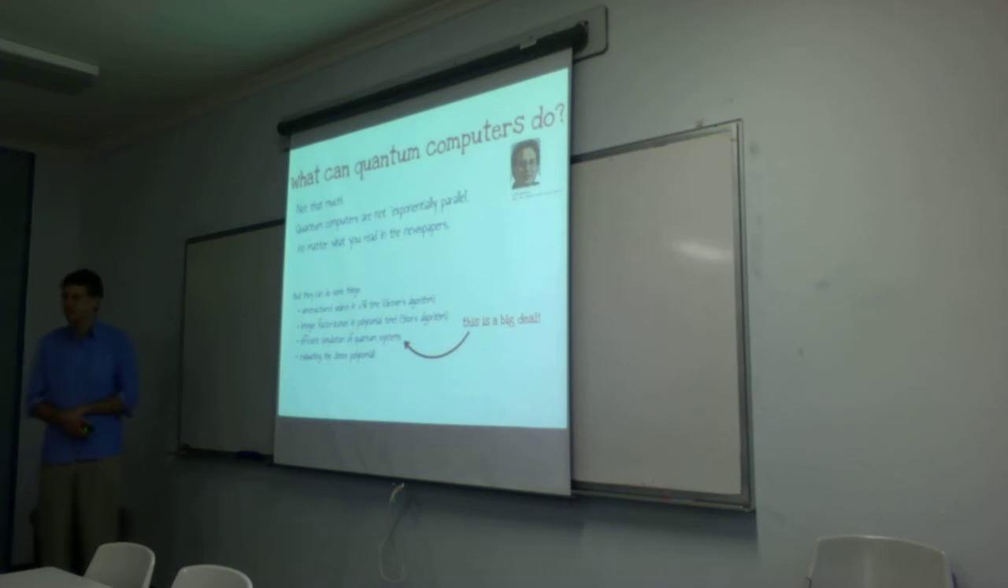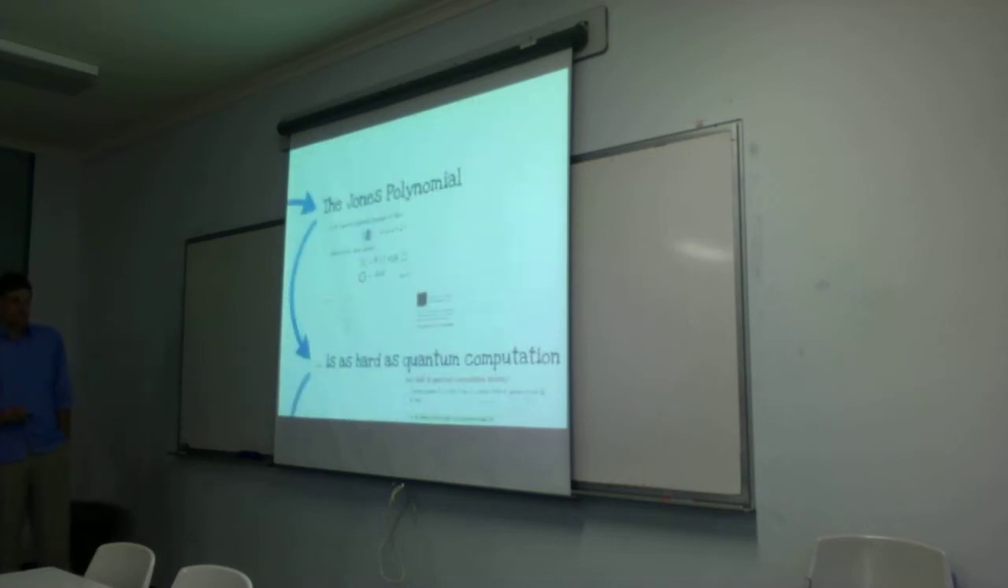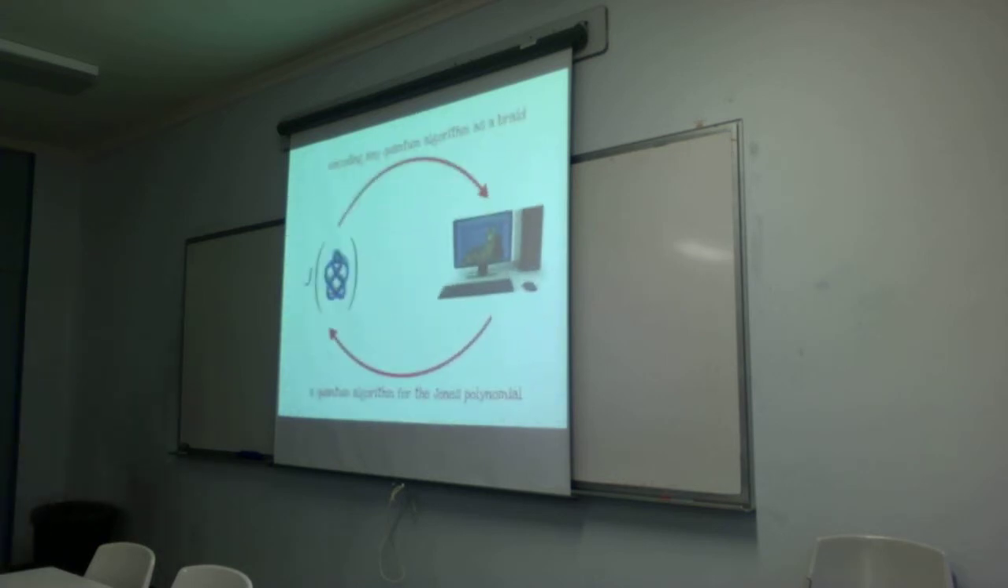Okay. But the other thing they can do is they can evaluate the Jones polynomial. Okay? And maybe this sounds silly compared to the previous point, who cares about evaluating some knot invariant? I need to justify why this is also a big deal, that they can evaluate the Jones polynomial. Okay. So I actually need to justify this claim now, that the Jones polynomial is as hard as quantum computation. And to do that, we're going to have to prove two things. First, we're going to have to come up with a quantum algorithm for evaluating the Jones polynomial. And then we're going to have to explain how any quantum algorithm can be encoded as the problem of evaluating some Jones polynomial. So let's do the first bit first.